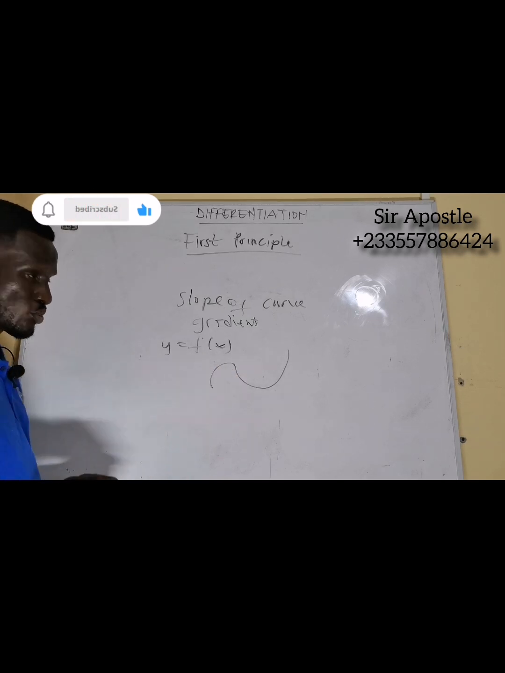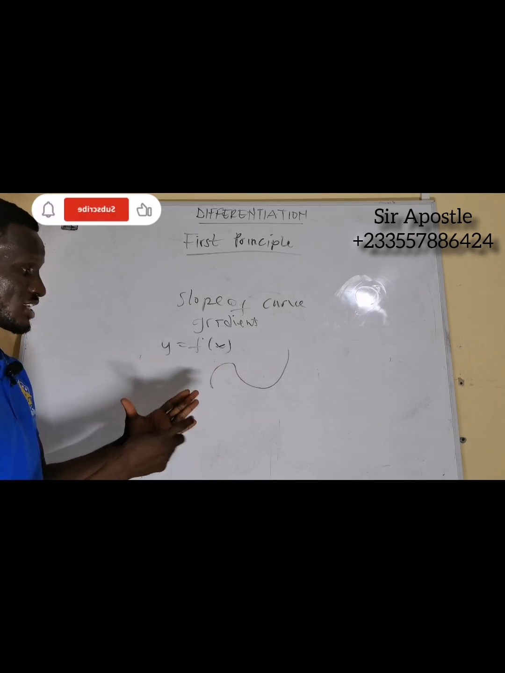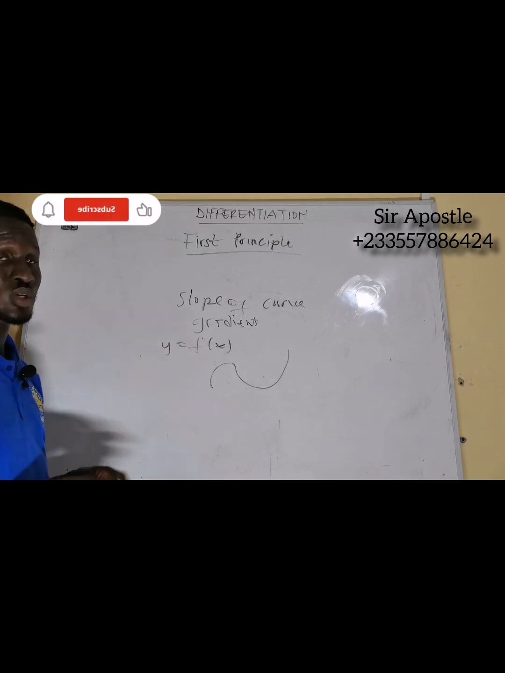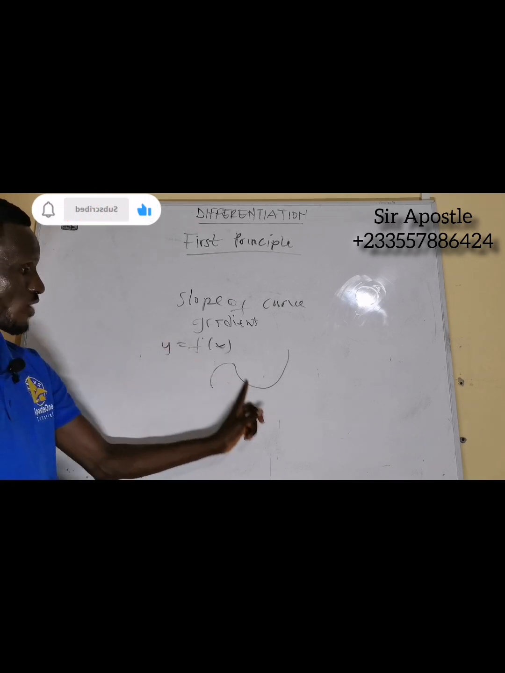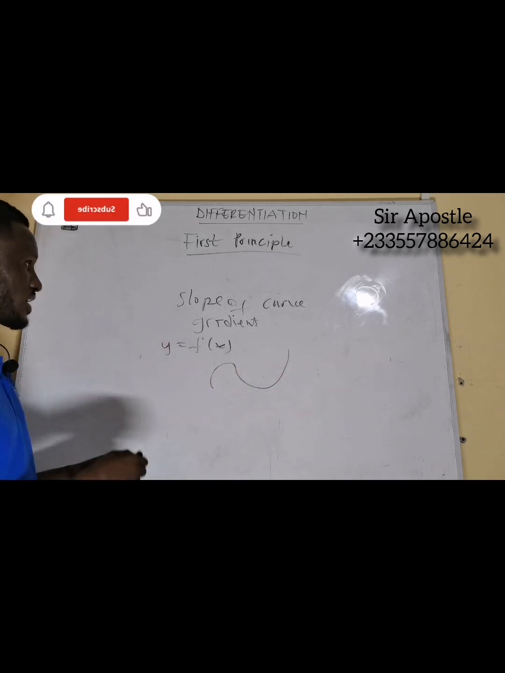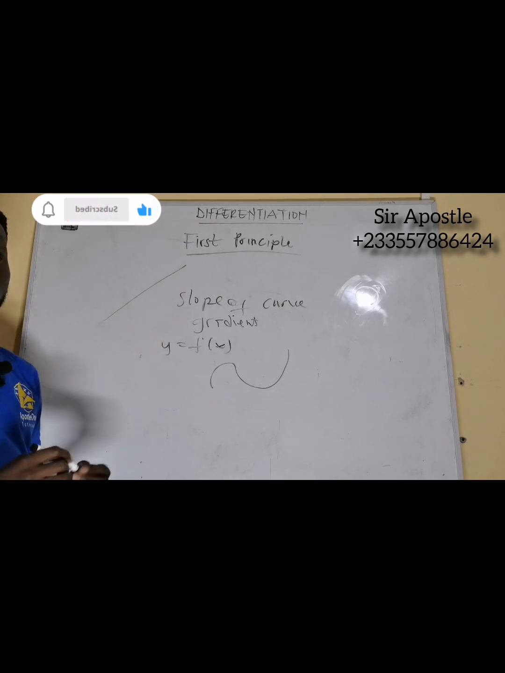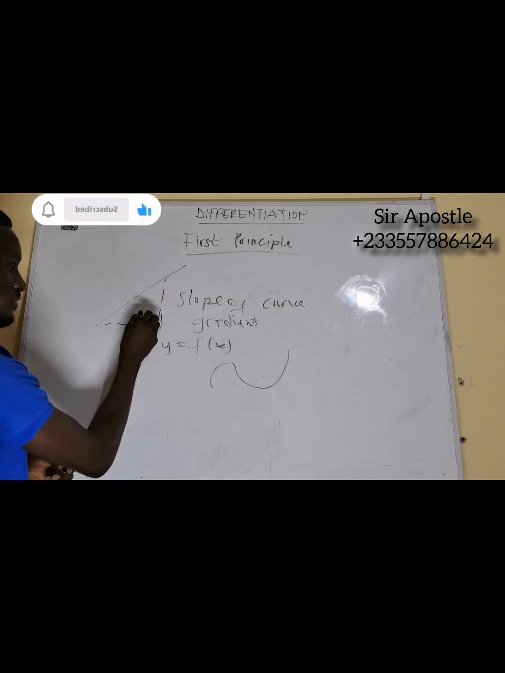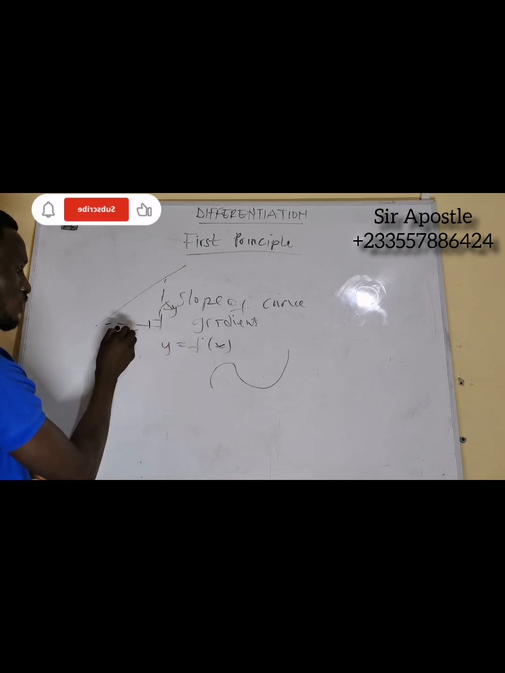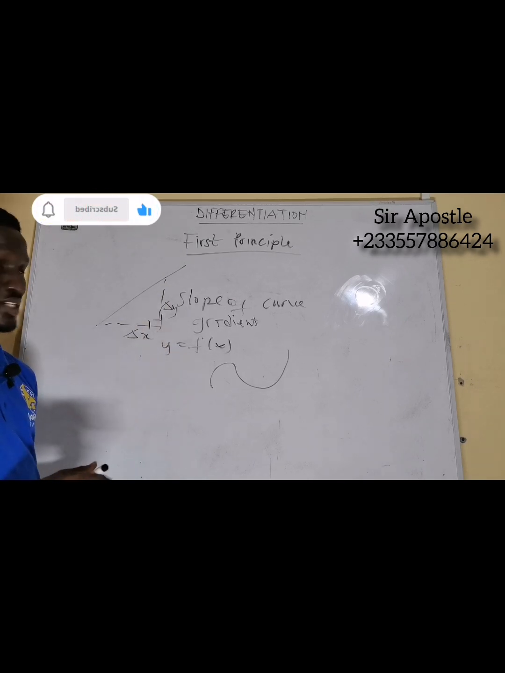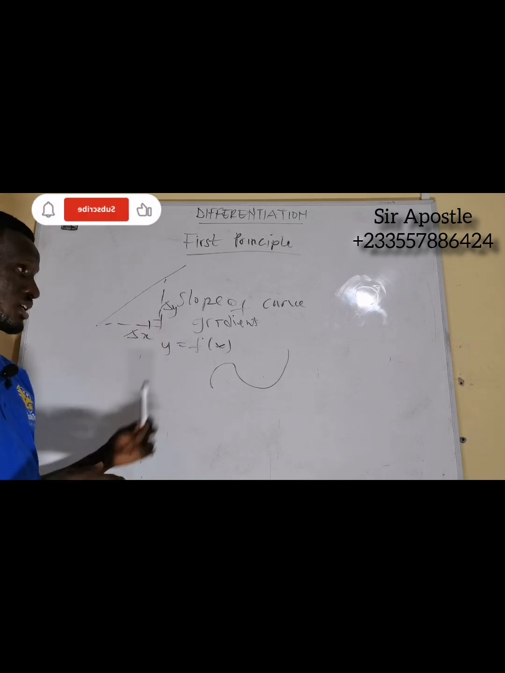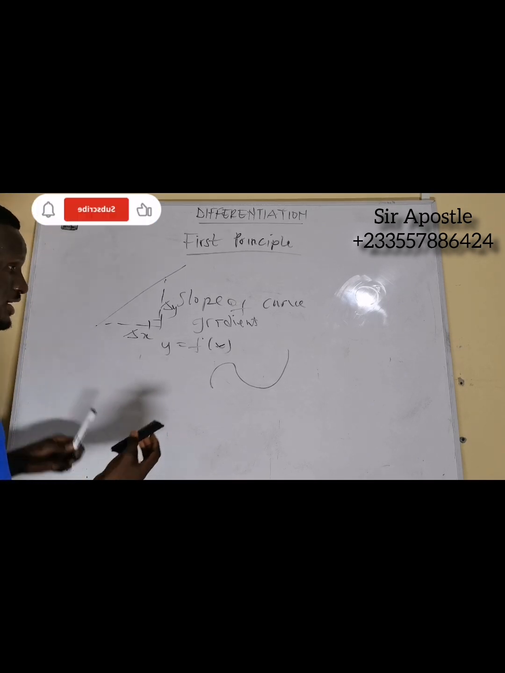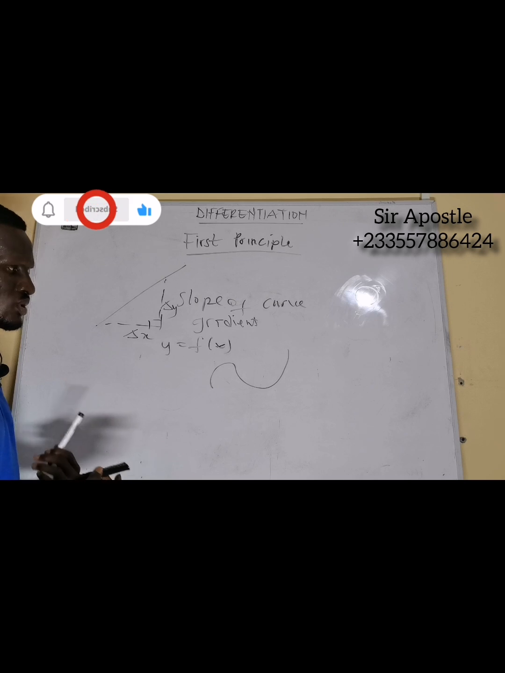There is no way I can find the slope of this one unless we look for a general formula for finding the slope of a curve, and that is what we are coming to look at. We can't have one slope for this particular curve. This one is not like a straight line. If you have a straight line, you can easily find the slope: change in y over change in x, or difference in y divided by difference in x, which gives the formula for the gradient. But when it's a curve, how are you going to solve it?